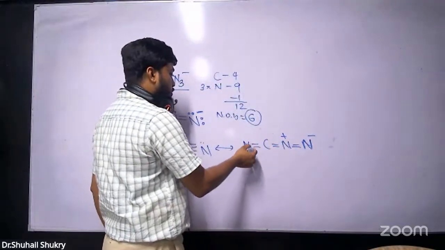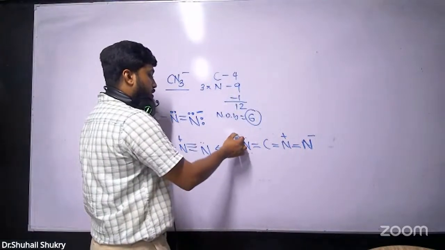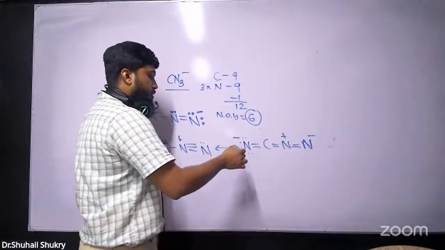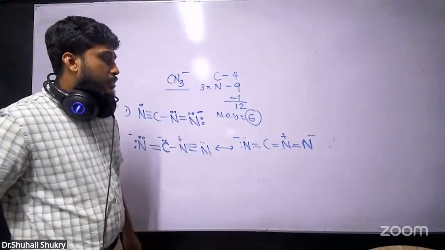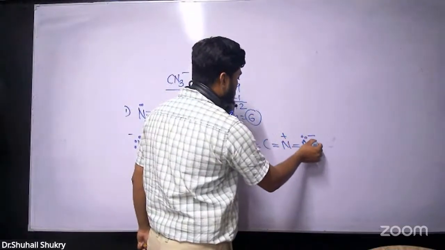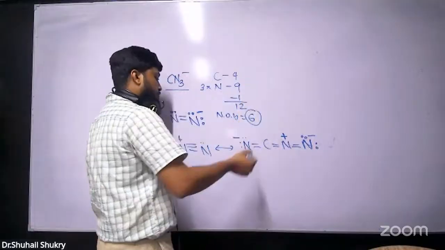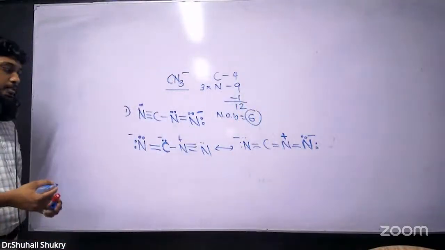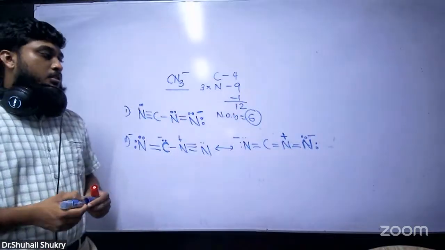1, 2, 3, 4. This carbon is okay. This nitrogen also will have a minus charge like this. If there is a minus charge on nitrogen, there should be 6 electrons. So 1, 2, 3, 4, 5, 6, then 1, 2, 3, 4, 5, 6. This nitrogen will have 5 electrons, since the 5th electron has gone. Can you understand this? So these are the other resonance structures for this. All right.